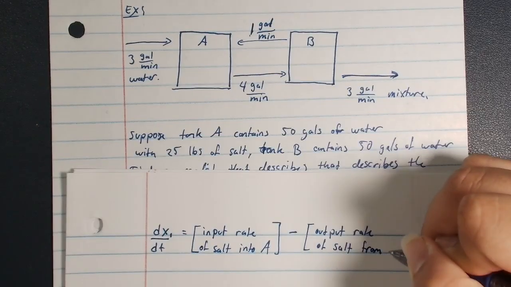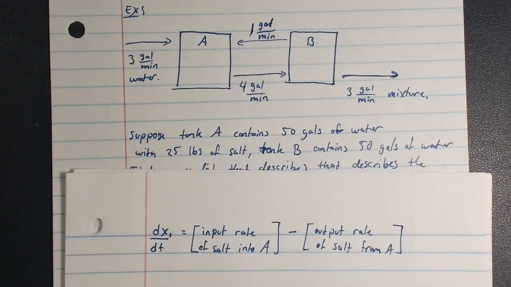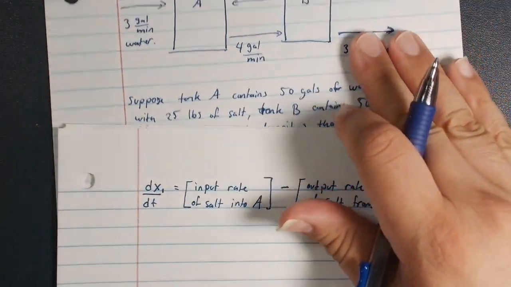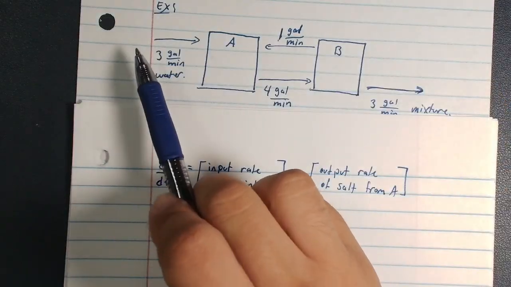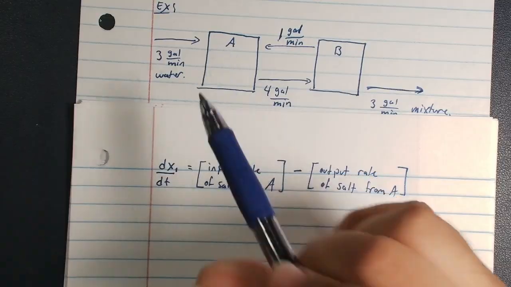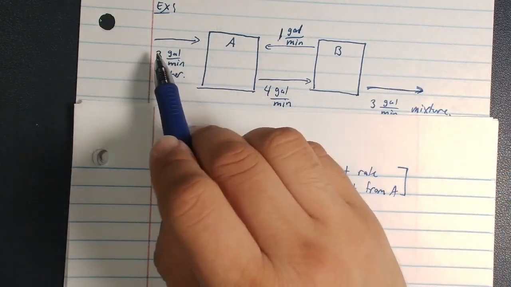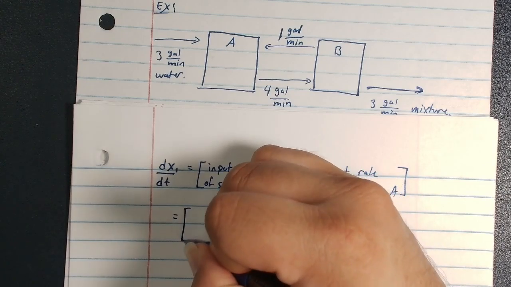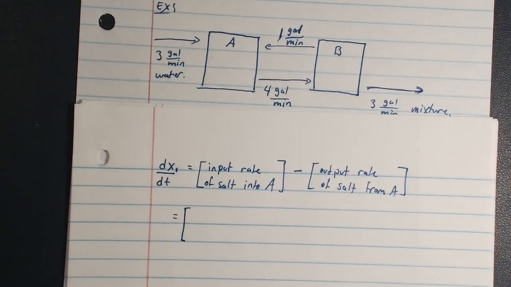That's coming from A. Okay, well, let's see. What about what is the input rate? Well, there's two inputs. There's things coming from the outside and things coming from the inside. Now, of course, we know the one coming from the outside has no salt, but I'm going to go ahead and put it here anyway, just so that we account for absolutely everything. We don't want to leave anything out, even if it doesn't end up being 0.